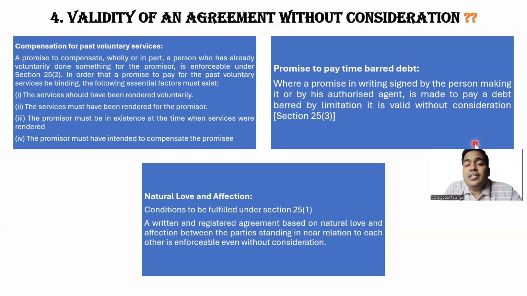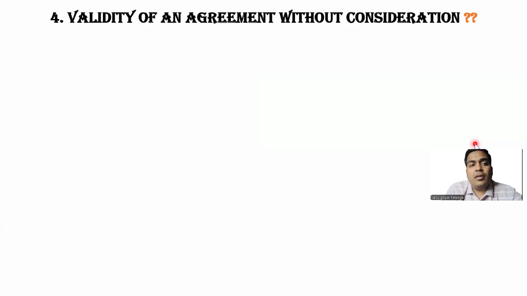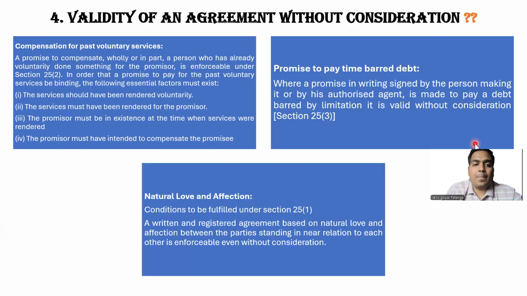So these are the 7 cases where the agreement or the contract is valid without consideration. You can remember the 7 cases, or you can remember at least 5 cases with ABC. A meant for agency, B meant for bailment, C meant for completed gift, charity, compensation for past voluntary services. So 1A, 1B, 3 C's. 1A agency, 1B bailment, 3 C's. C for charity, C for completed gift, C for compensation for past voluntary services.